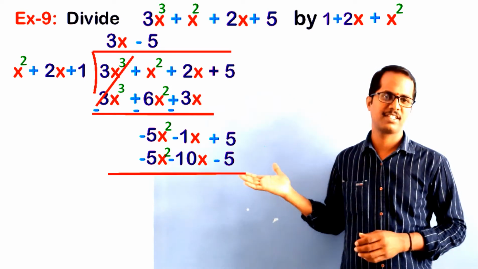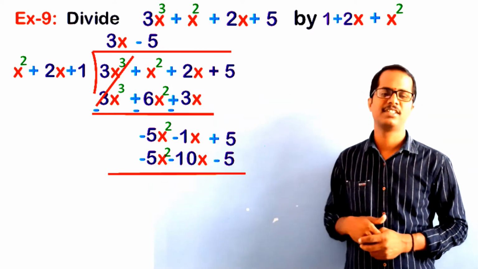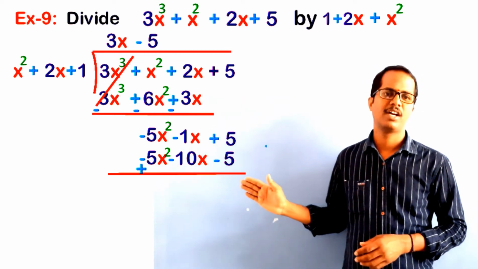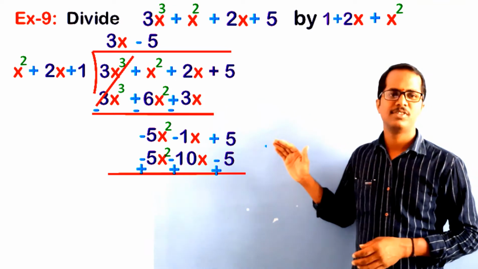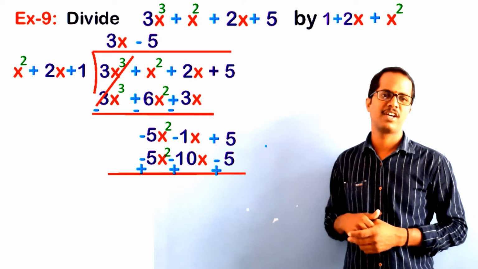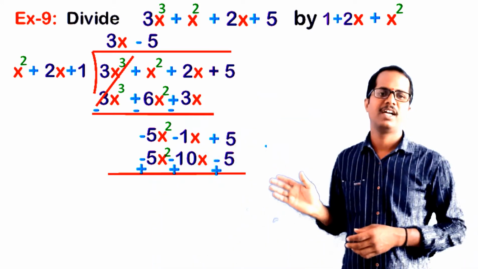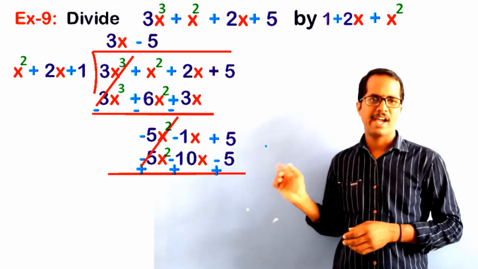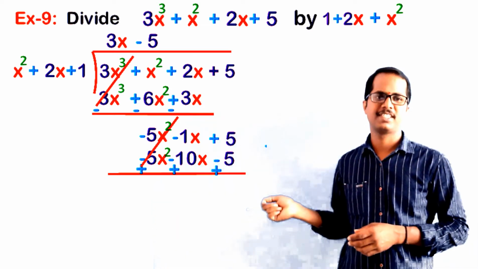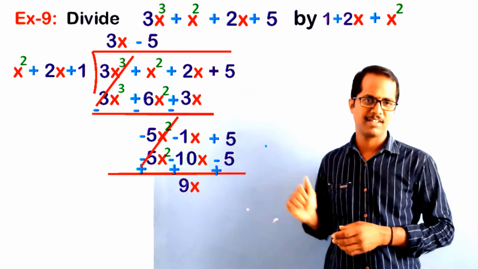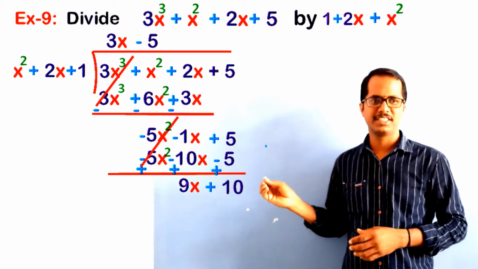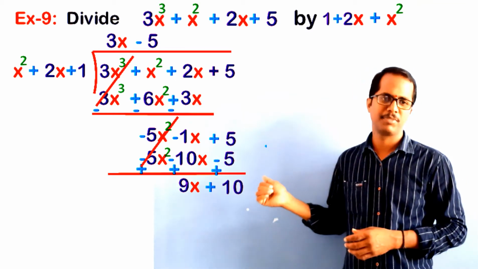Now to do subtraction, let us change the signs of this product. All terms have the negative signs. By changing their signs, we get all terms as positive. Now in the first column we have minus 5x square plus 5x square, whose result is equal to 0. And in the next column we have minus x plus 10x, and which results in plus 9x. And in the third column we have plus 5 plus 5, which is equal to plus 10. So what is the result that we get? That is 9x plus 10.